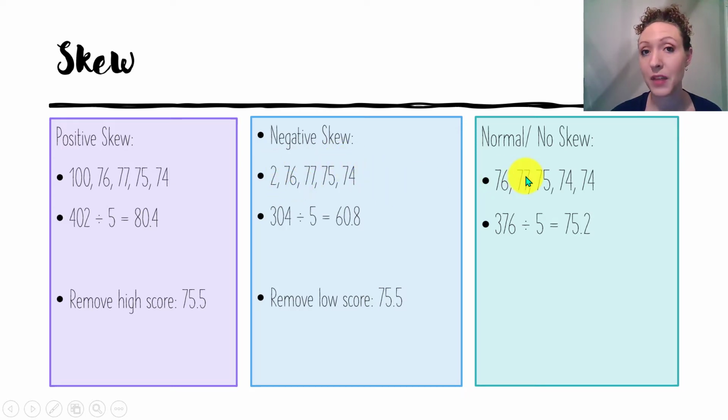And lastly, if we look at normal or no skew, all of these scores are clustered together. So they're all right around the same number. And so when we add all of these together and divide them by 5 to find the average, we have an average score of 75.2, which is very true for all of these scores. 75 is very close to 76, 77, 75, 74, and 74. So it is a relatively accurate measure of what types of scores we're actually seeing.